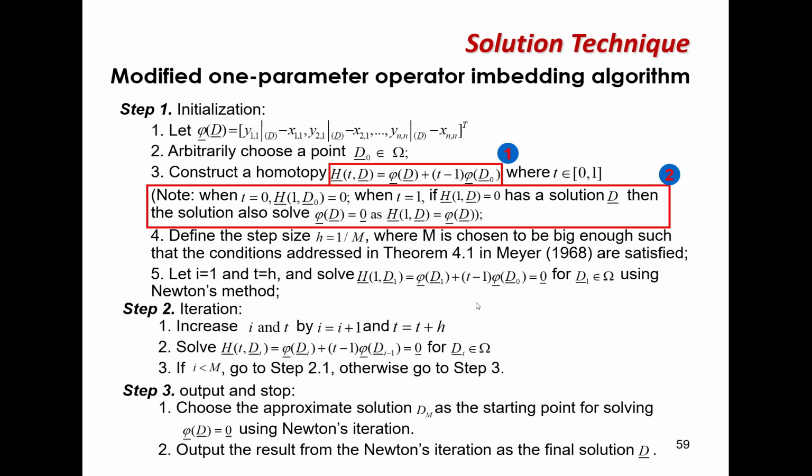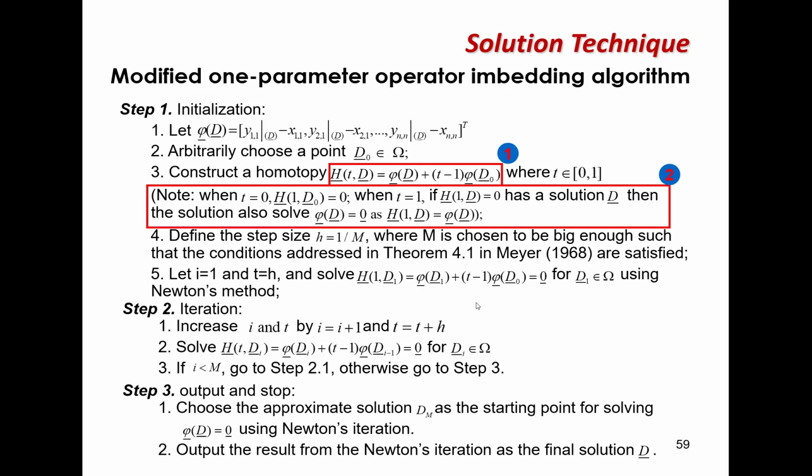And practitioners do not care too much about the existence of a testing plan. They just want a method they can use to find a type 3 equivalent testing plan. So this is the modified one-parameter-in-operator embedding algorithm we developed. You follow these steps.